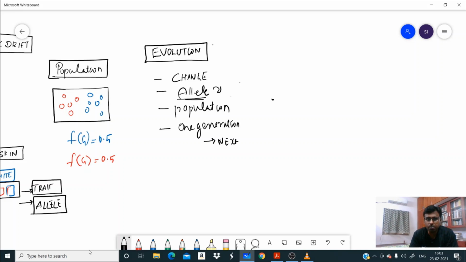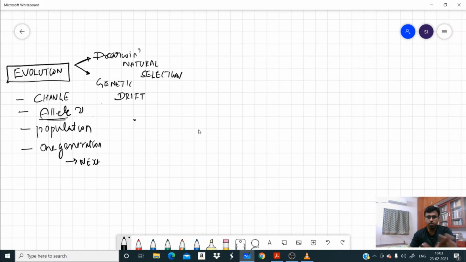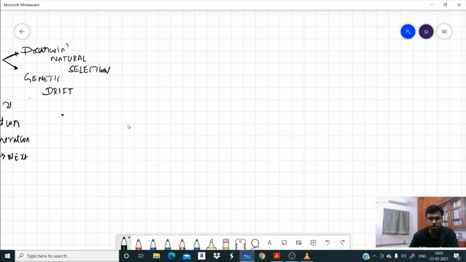And how does this happen? How do you change the allele frequency? There are many ways. I'll use two things which are in the syllabus. One is Darwin's natural selection, the other is genetic drift. So first I'll show you the difference between these two things, which is very essential for understanding genetic drift.